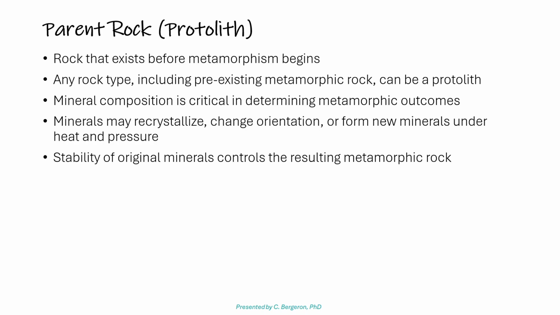The critical component of a parent rock is its mineral composition, because that is not going to change a whole lot when you undergo metamorphism. The overall chemical composition stays the same. And so the mineral composition, what are all the minerals that are already in place, is what's going to be rearranged essentially. So when a rock is subjected to these increased temperatures and pressures, certain minerals may become unstable and begin to recrystallize and change in size and orientation.